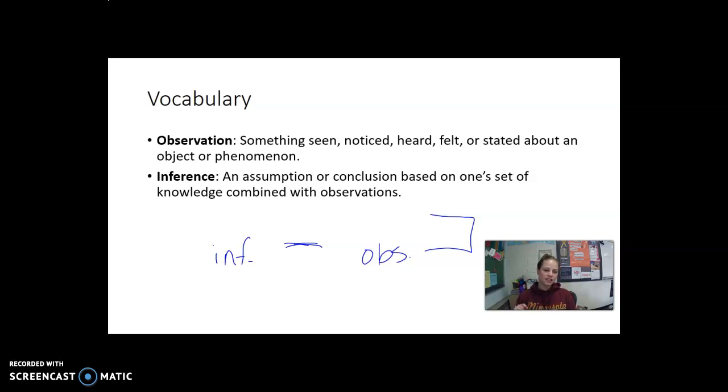So an inference is an assumption or a conclusion based on your own prior knowledge combined with what you're seeing, combined with that observation. So this inference could be, maybe I'm tired. Maybe that person's bored. This was hilarious.